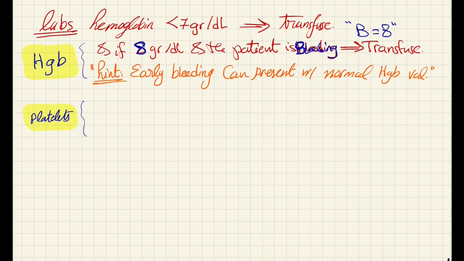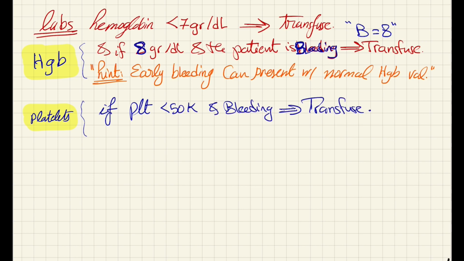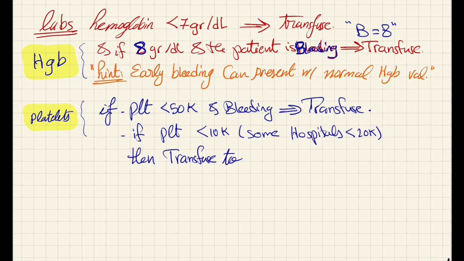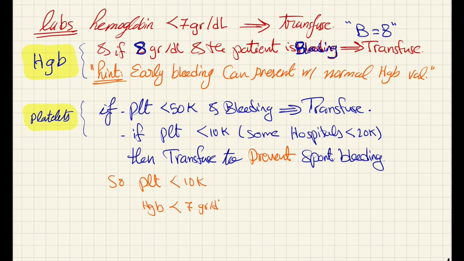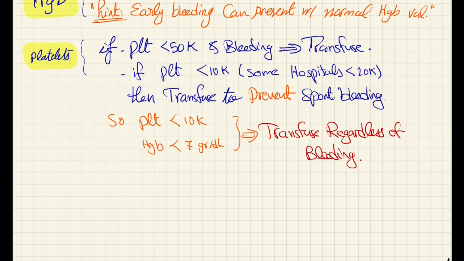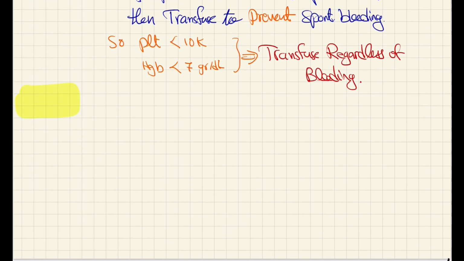So between 7 and 8, we need bleeding to give blood. For the platelets, if we have less than 50,000 platelets count and the bleeding, we transfuse platelets. Otherwise, we don't give platelets unless the count is less than 10,000. In some hospitals, they say less than 20. For the board, take 10 as the number. Then we transfuse if it's less than 10,000 to prevent spontaneous bleeding. So for the platelets less than 10, we transfuse no matter what. And for hemoglobin less than 7, we transfuse blood no matter what.